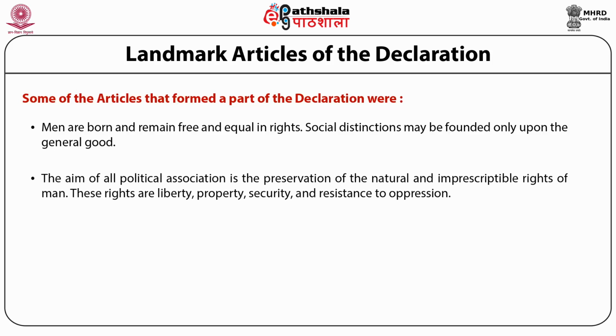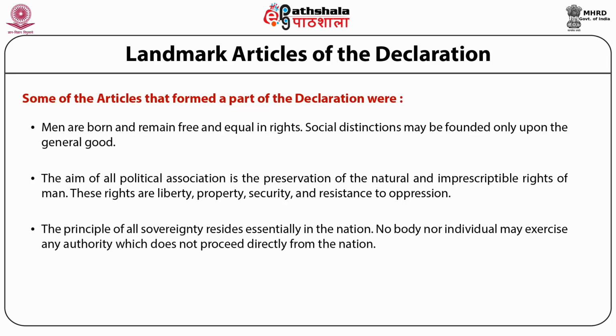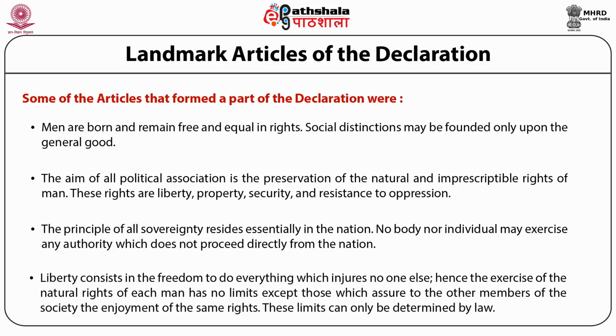The aim of all political association is the preservation of the natural and imprescriptible rights of man. These rights are liberty, property, security, and resistance to oppression, declares the Declaration of the Rights of Man and Citizen. The Declaration also states the principle of all sovereignty resides essentially in the nation. No body or individual may exercise any authority which does not proceed directly from the nation. Again, emphasizing that if you have to deprive somebody of their right to life, that must have a collective sanction of the people through parliament or through the sovereign.